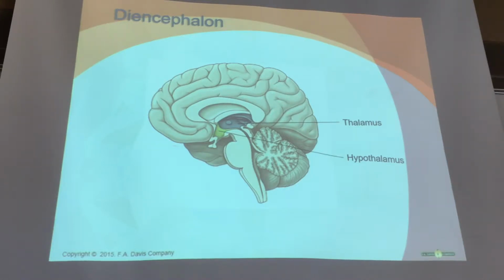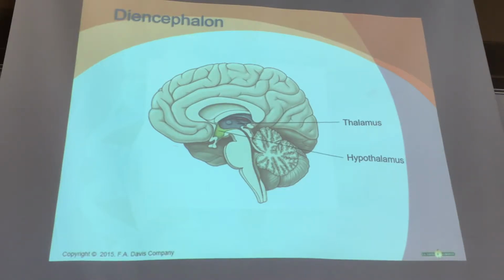It acts as a gateway for nearly every sensory impulse that's traveling to the cerebral cortex. Remember, everything's going out to the outer part of your cerebrum, and that's the cortex there. So the thalamus processes and filters all of these impulses. It transmits some of them, but not all of them, to the cerebral cortex. And the thalamus is also involved in your memory as well as your emotion.